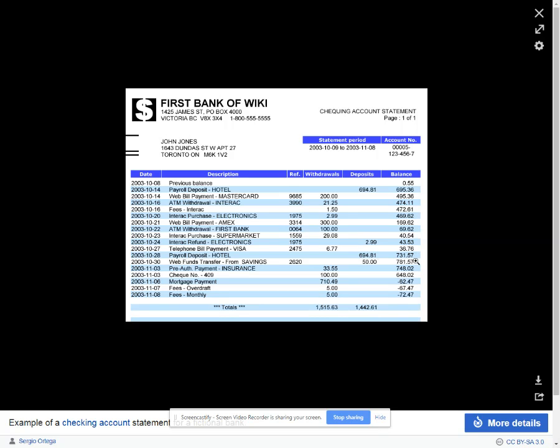Then he makes a couple more payments, including one big one for his mortgage. As soon as he pays $710.49 for his mortgage, you'll see that the balance all of a sudden becomes a negative number. That means he took out too much money. He took out more money than he had in his checking account.